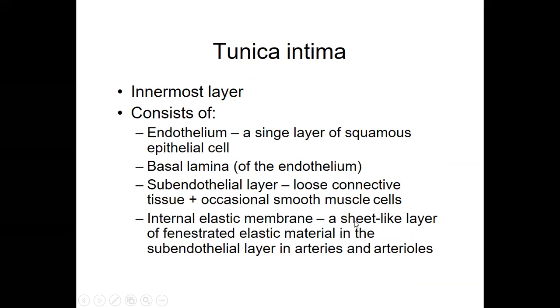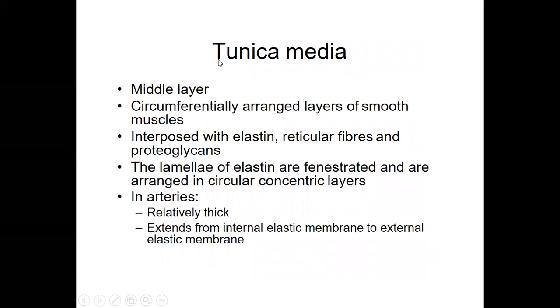Internal elastic membrane is a sheet-like layer of fenestrated elastic material in the subendothelial layer in the arteries. Now we're going to move to the second layer, the middle layer, the tunica media. It is a circumferentially arranged layer of smooth muscle, interposed with elastin, reticular fibers, and also proteoglycan. We have these other components that are also present in the tunica media.